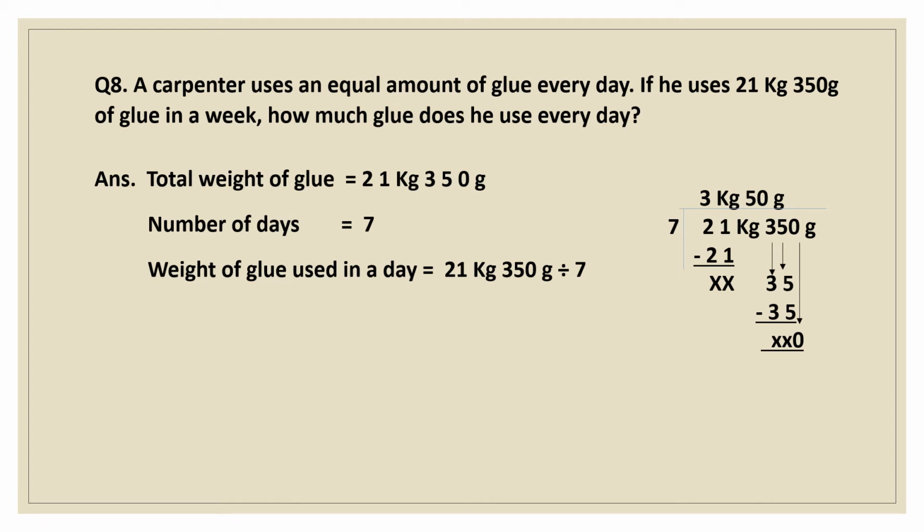Then subtract. So it will be again 0. Then next number after 35 is 0. So write down that 0 on the remainder part and on the quotient also, because 7 zeros are 0. Then grams is written, write down that unit, grams. So total answer is 3 kg 50 gram. So glue used in a day is 3 kg 50 grams.